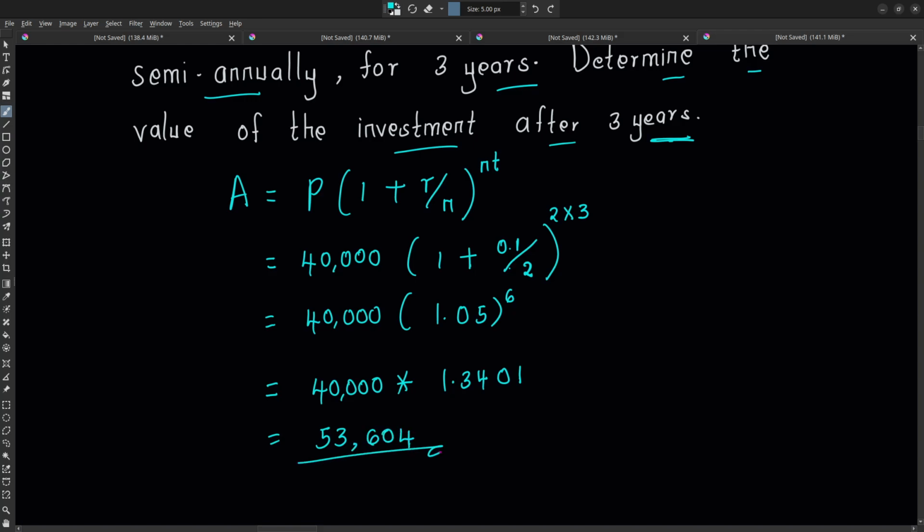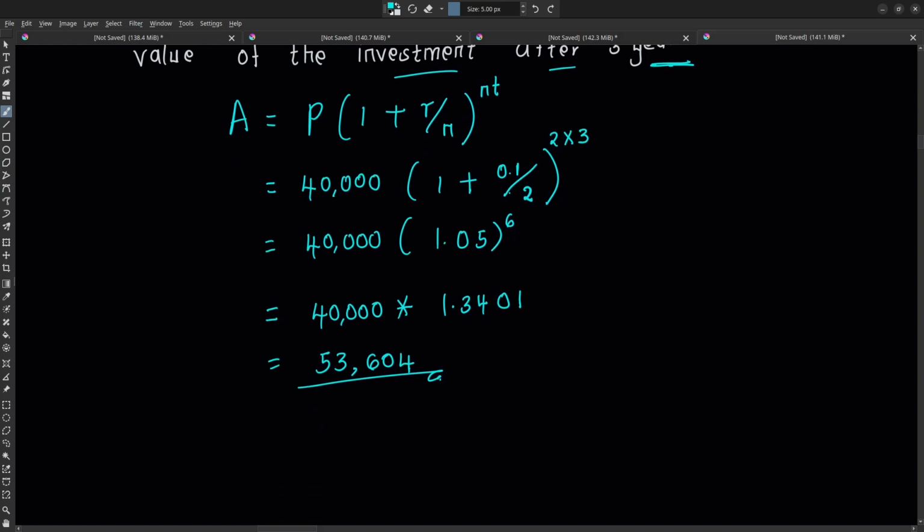When you multiply 40,000 by 1.3401, we are going to get 53,604. What this means is that the interest earned is 53,604 minus the principal, but this is the accumulated interest plus principal after 3 years. So if you invested 40,000, at the end of these 3 years you're going to have 53,604.